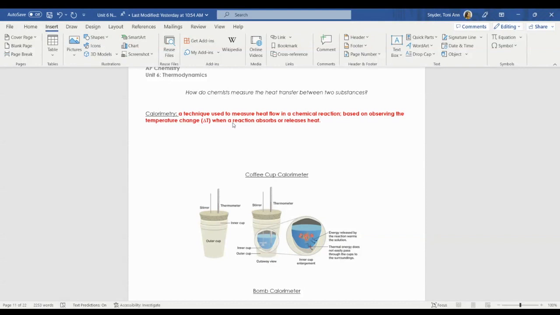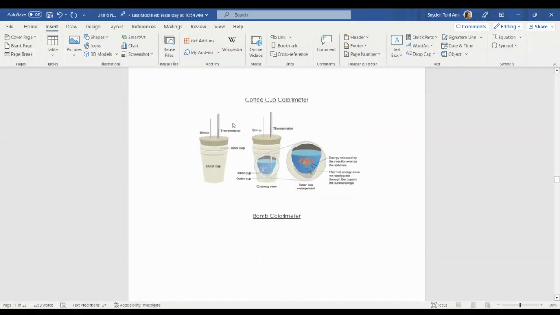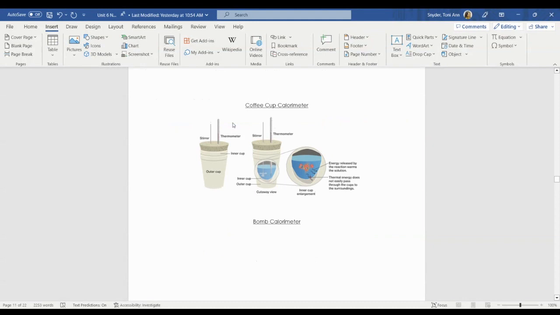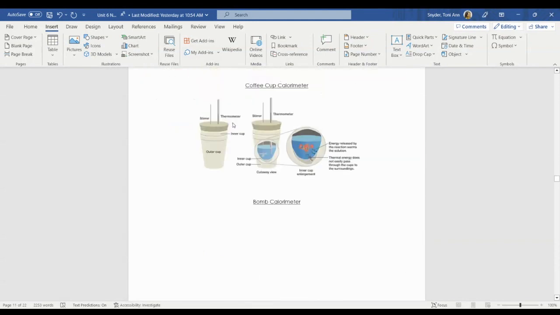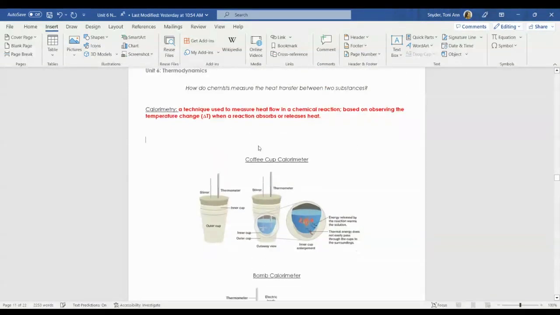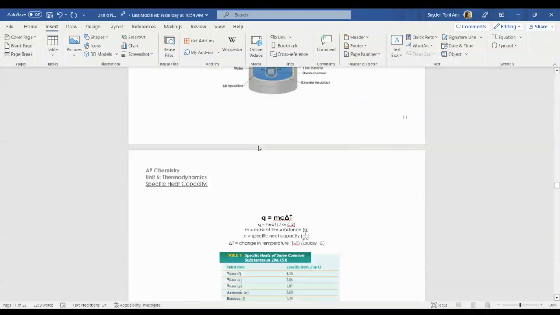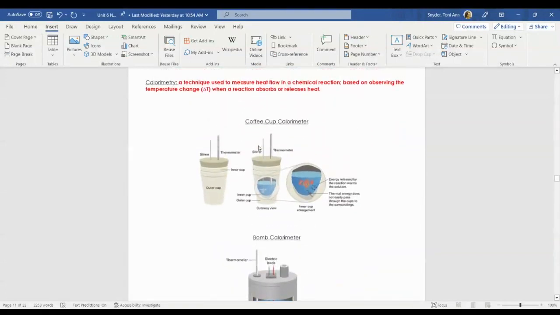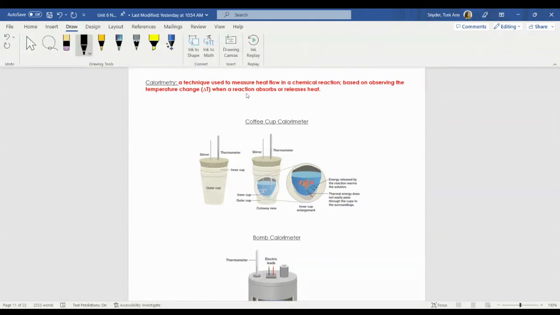The way that we've done it in Chem 2 is by using a coffee cup calorimeter, and we call this a simple calorimeter. Here's a coffee cup calorimeter, AKA a simple calorimeter. These simple calorimeters are very cheap, but they're actually quite effective. They do a really nice job of measuring heat flow.